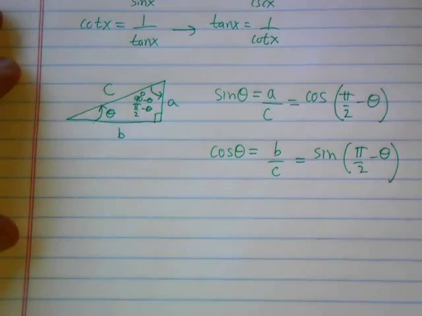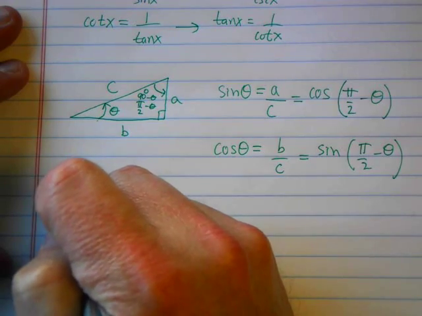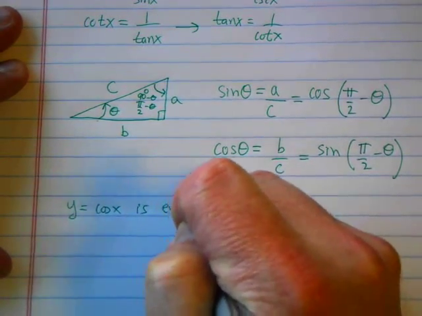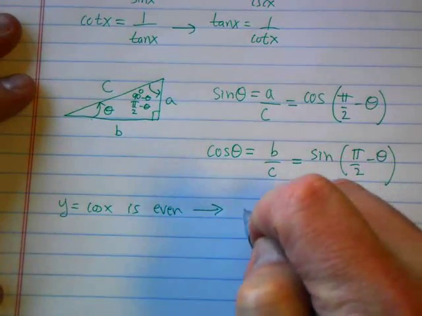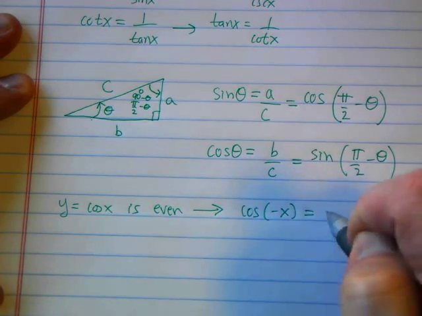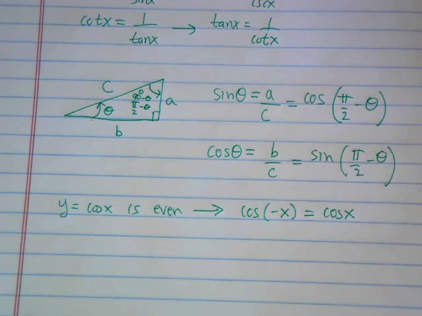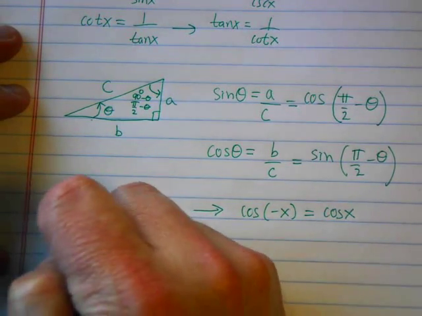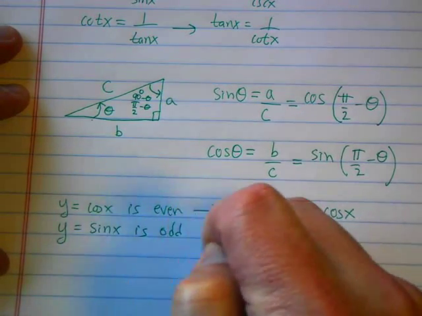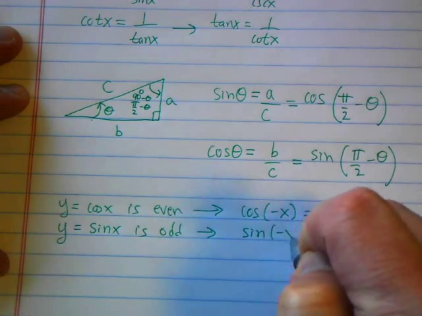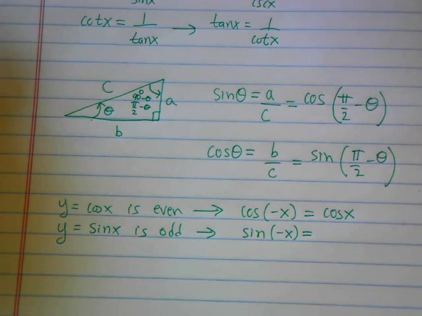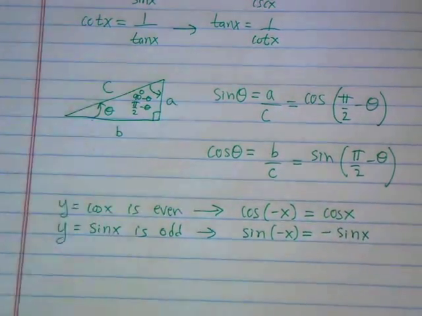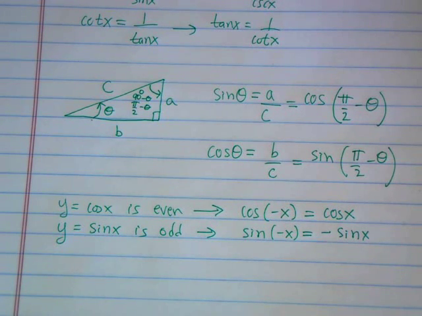All right, so by looking at the graphs of functions, we determined that y equals cosine x is even, which means cosine of negative x is cosine x. Even functions simply eliminate minus signs. They just get rid of them. And we also saw that y equals sine x is odd, which means sine of negative x is, what do odd functions do with minus signs? They put them out front. So sine of negative x is negative sine of x. Questions on those two?